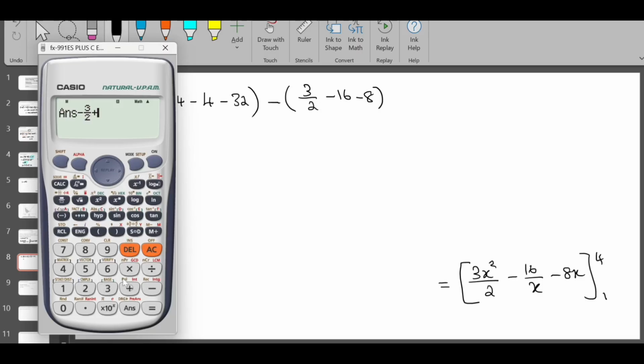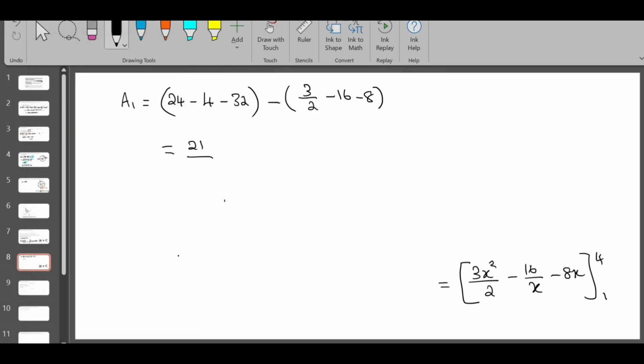Negative times negative, plus 24. 16 plus 8 is 24. We get 21 over 2. That's the area below the curve.